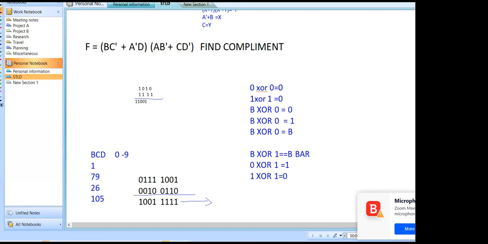Here we are performing the addition of this number. In the lower 4 bits, the sum is greater than 9, and in the higher 4 bits, the sum is 9. If the sum is greater than 9, we need to make a correction. This is not in BCD format.